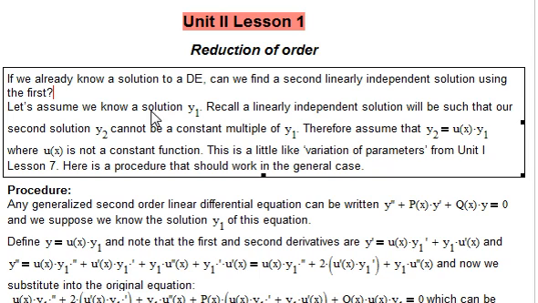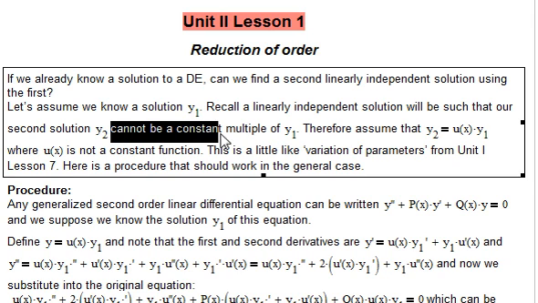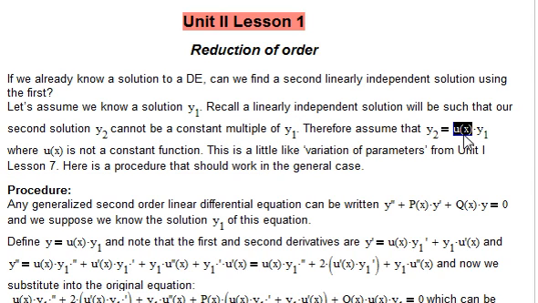So let's assume we know a solution y1, and recall a linearly independent solution will be such that our second solution y2 cannot be a constant multiple of y1, because otherwise the Wronskian would be 0. Therefore, we assume that y2 is some function u of x times y1, because that just might work. And u of x is not a constant.